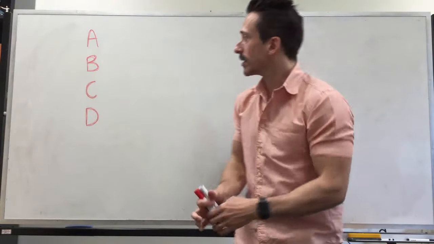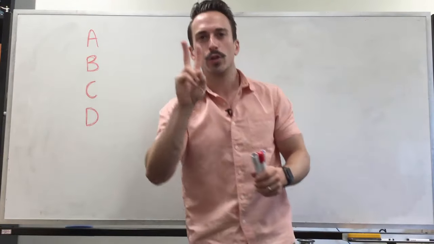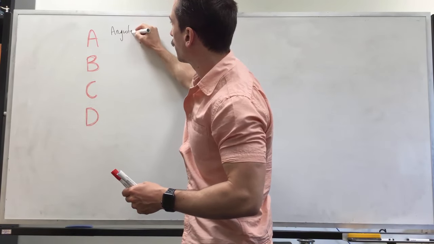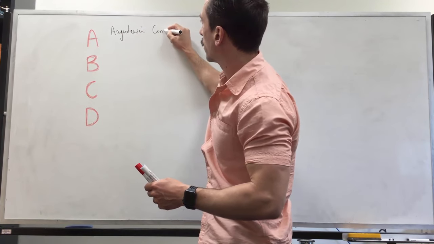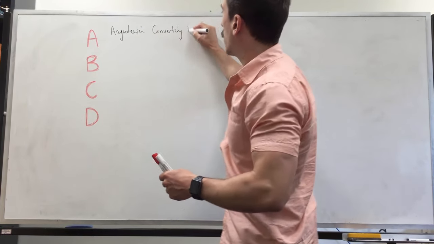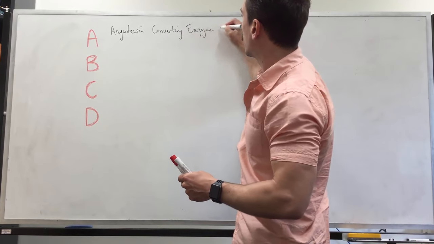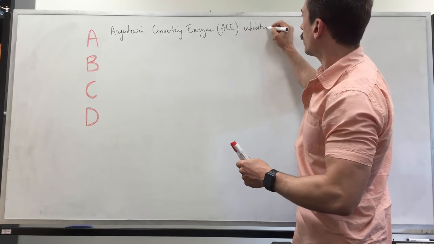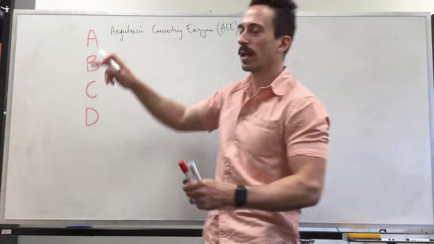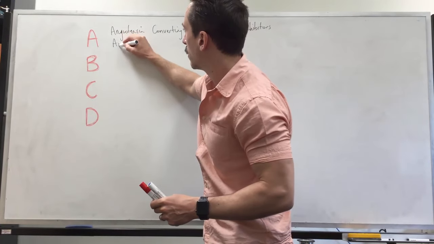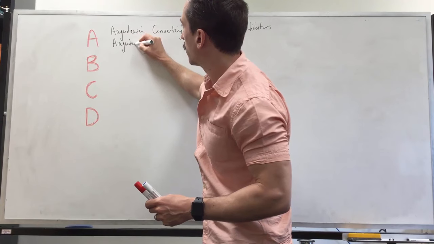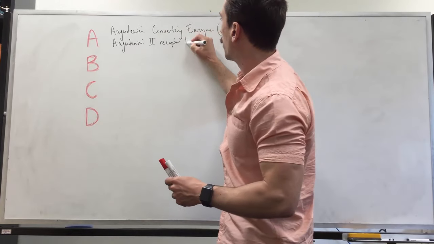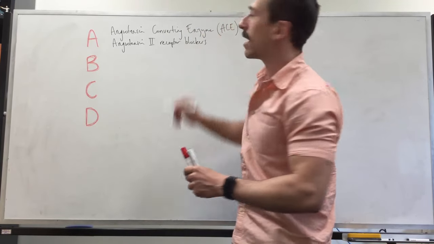So what you need to know is this: A, B, C, and D. Now, A stands for two types of antihypertensive meds. The first one you need to know is angiotensin converting enzyme, also known as ACE inhibitors. The second type that starts with A also is angiotensin, but this is angiotensin 2 receptor blockers. So they're the two that start with A that you need to remember.